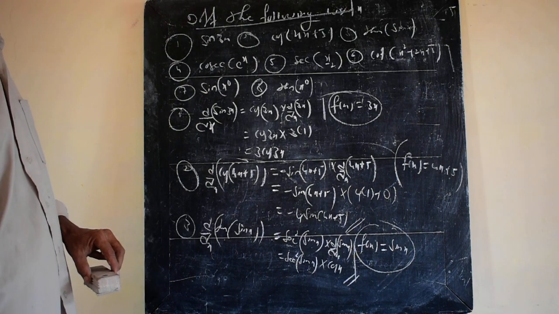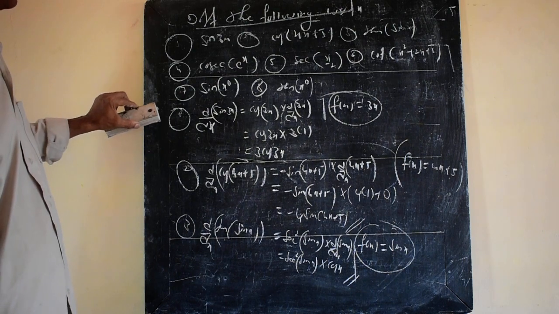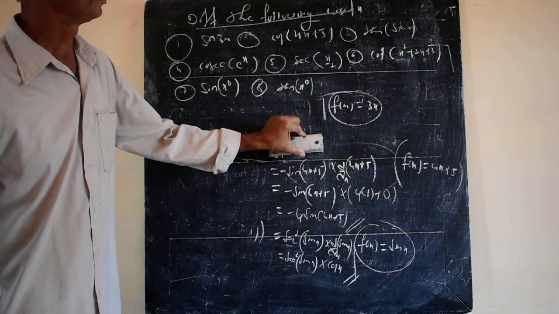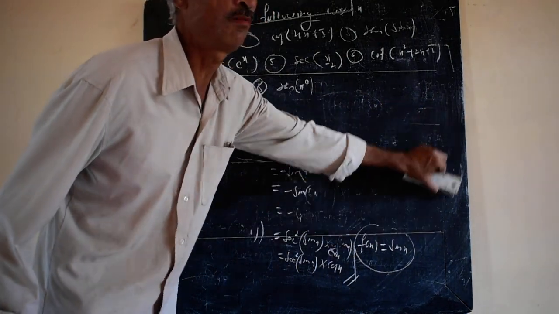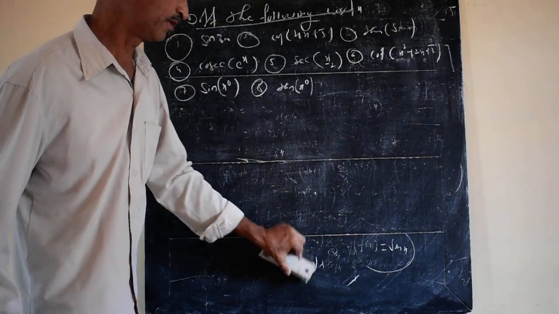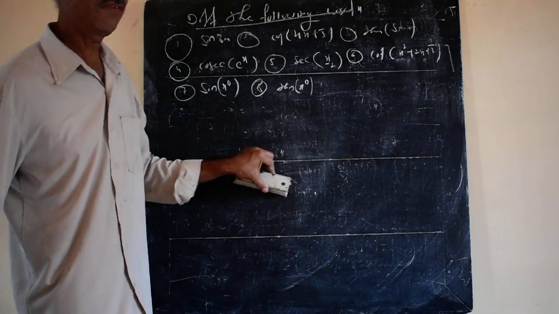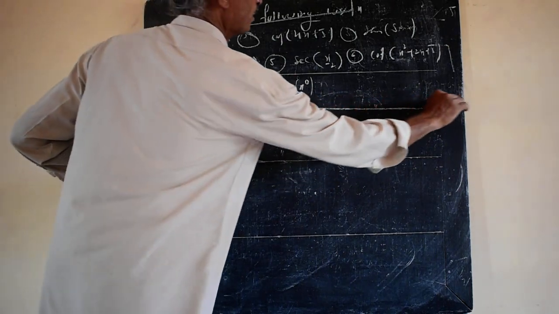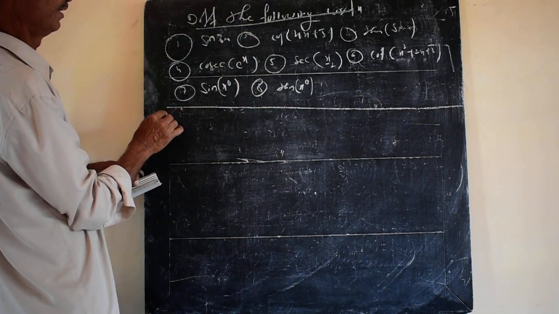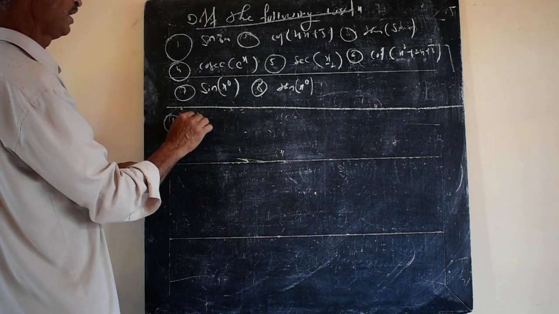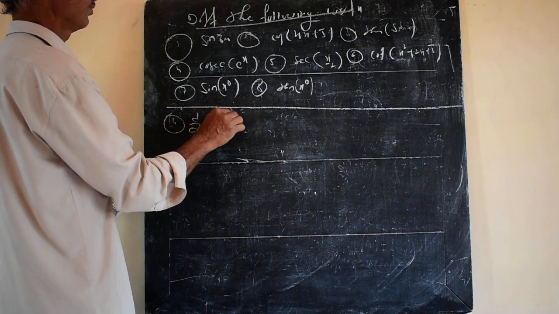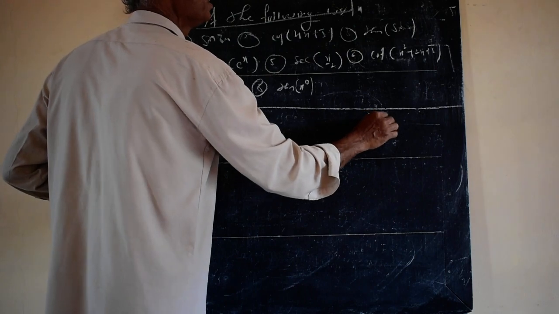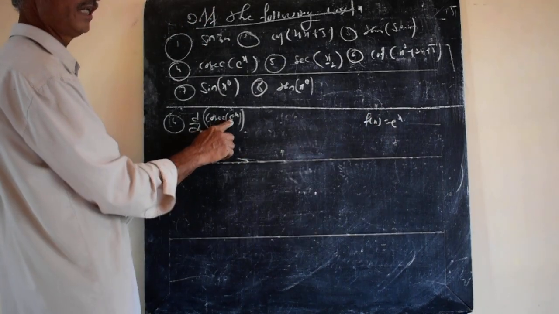Now next one, d by dx of which one? Cosec e raised to x. Cosec e raised to x means it is in the form of cosec f of x. In place of cosec x, which is simple, e raised to x is there, an equation in x, therefore it belongs to the category of cosec f of x. Now this fourth one, d by dx of cosec e raised to x. So it is the form cosec f of x. So here f of x is e raised to x. Cosec only x is there, simple function.